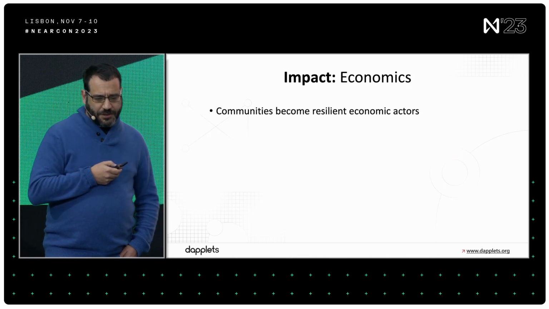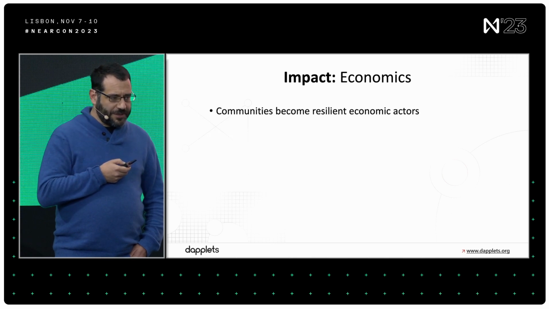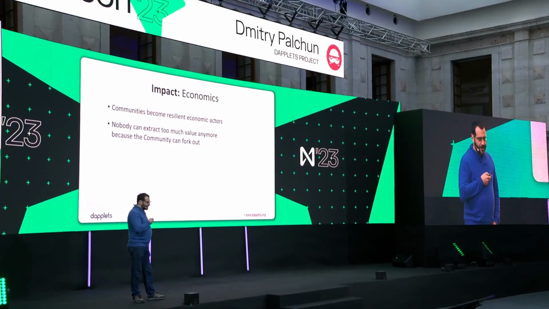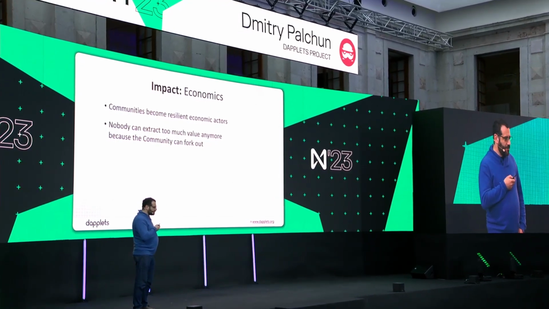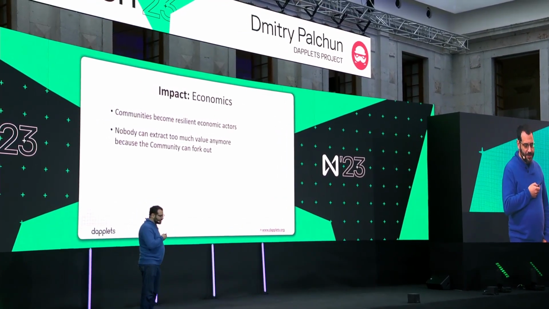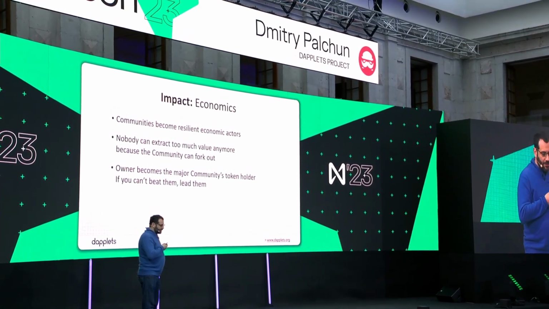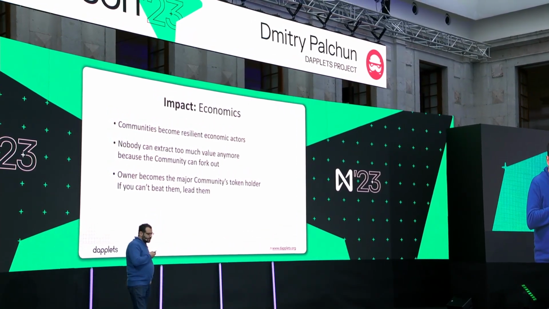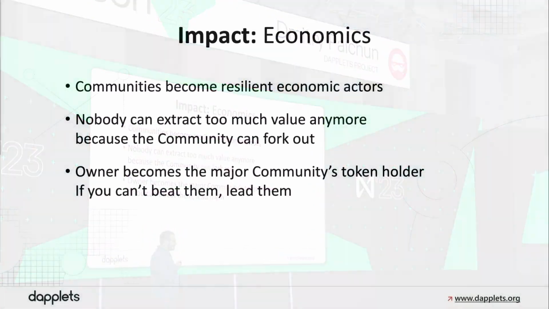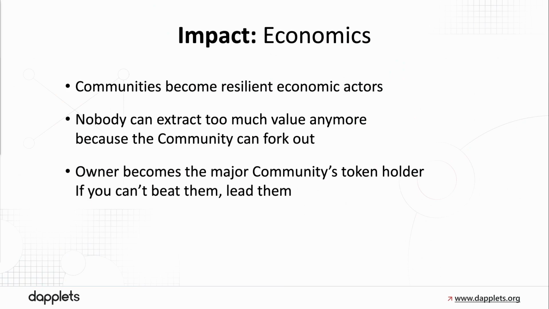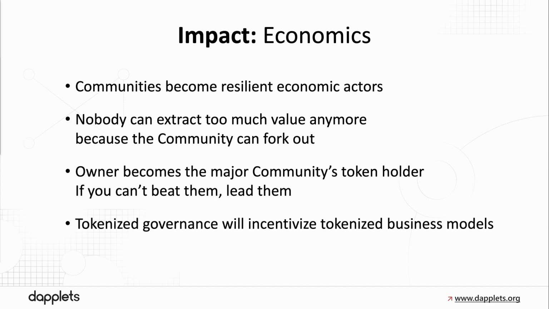We have a huge impact on economics. Because communities become resilient economic actors, nobody can extract too much value anymore from the communities, because communities can fork out, communities can resist. Owners become major community token holders, because if owners cannot extract much value from the community, if you can't beat them, they will try to lead them, so they will join the community as major token holders to keep the influence.